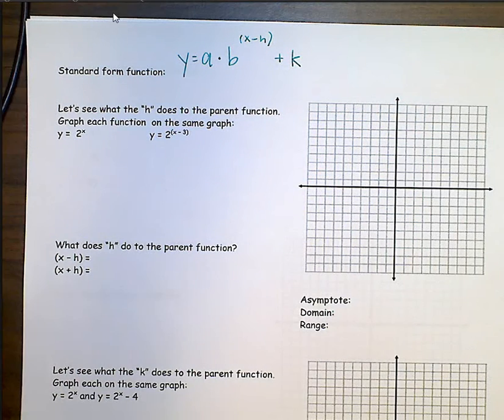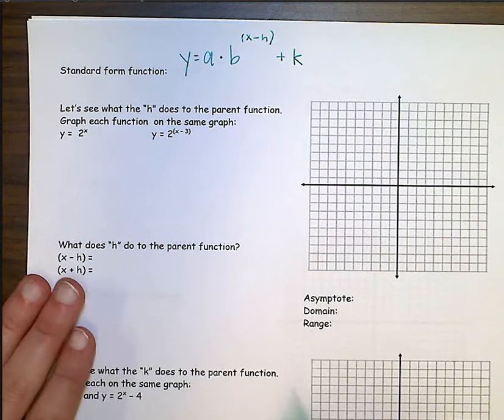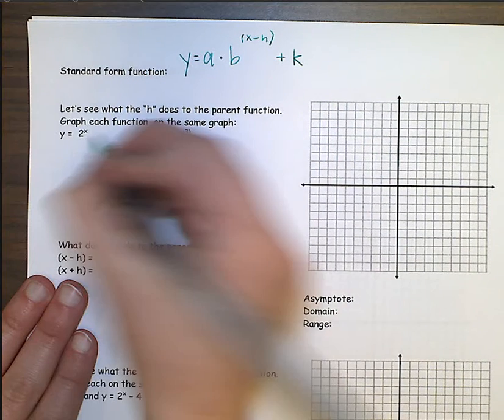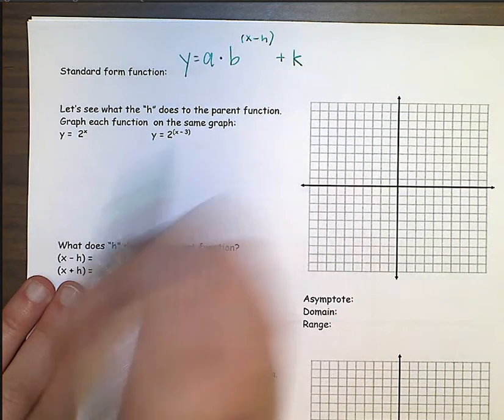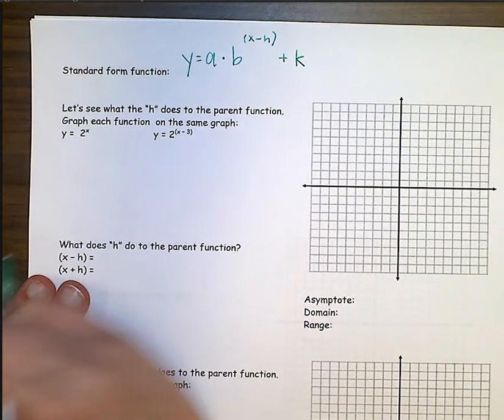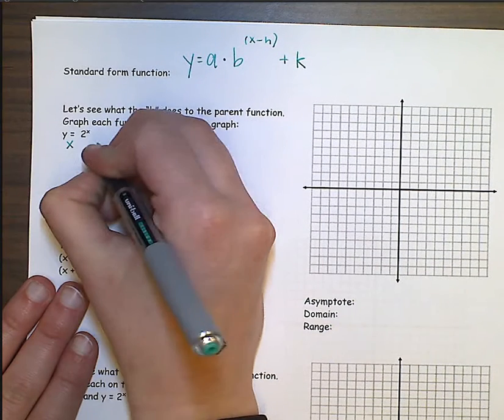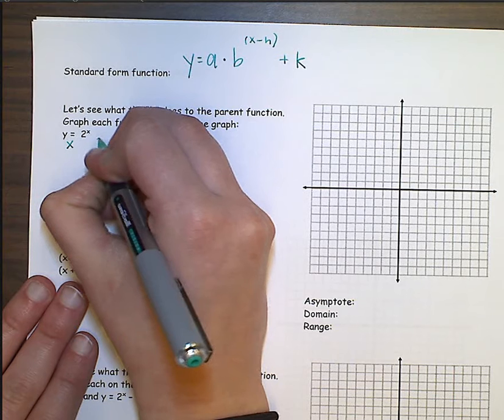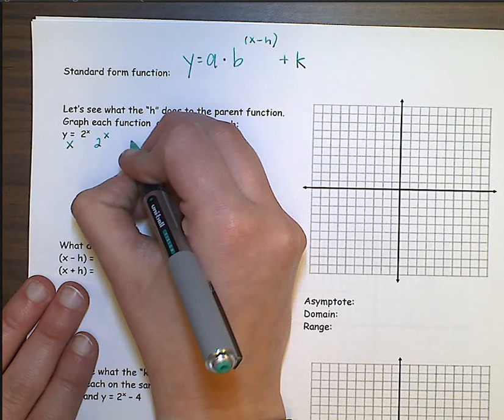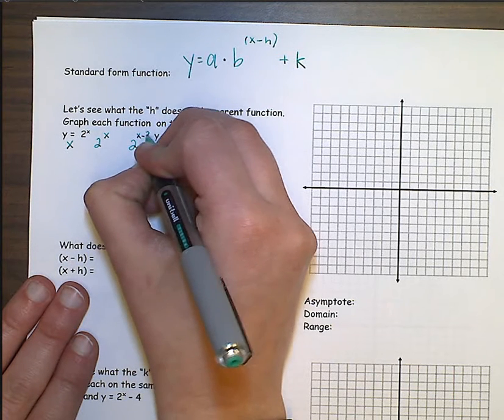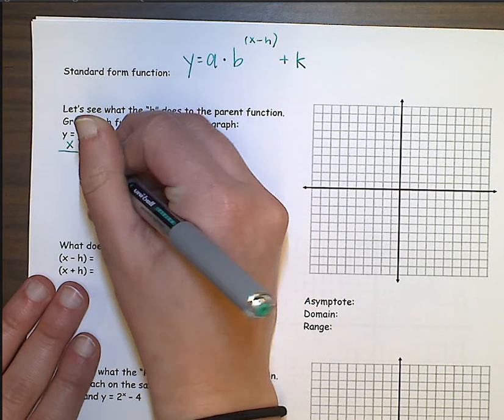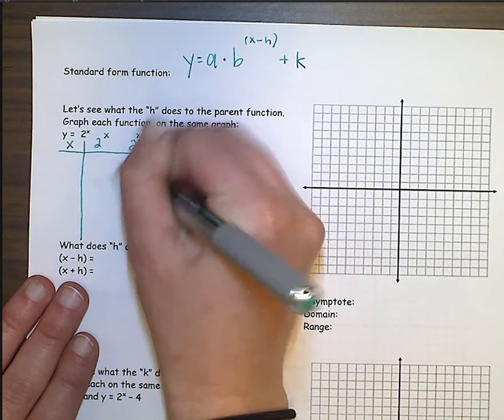And talk about what it could look like if we have some other things going on in our function. So let's see what happens when we graph this. If I graph y = 2 to the x, and then we're going to do y = 2 to the x minus 3. So let's make our table. X, I'm going to do 2 to the x, and then I'll do 2 to the x minus 3. And we're going to need a little bit more room on this table, so write kind of small.